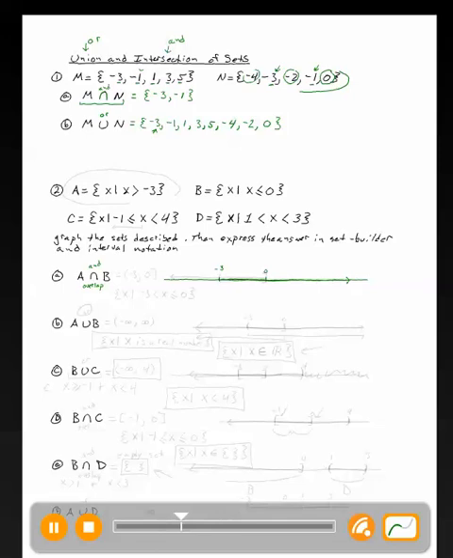And since it's strictly greater than, I'm going to use a parenthesis. For B, it says x is less than or equal to 0. So I'm going to graph slightly above my line. And it's going to the right because it's greater than. Now it says x is greater than or equal to 0. So I'm going to use a bracket.